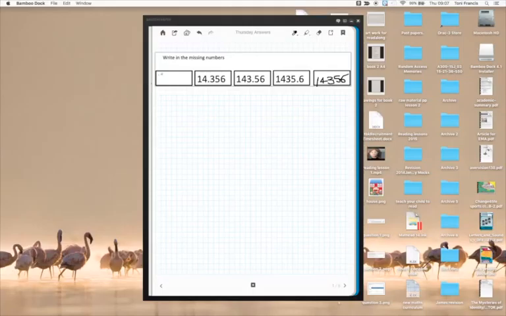And then at this end we would have 1, 4, 3, 5, 6. Now the decimal point is here, so we'll want it here in this box. And that's that question.